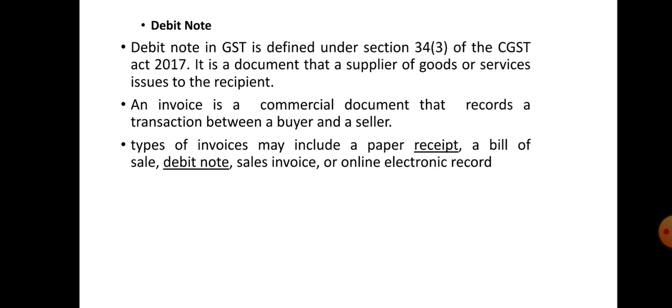Second, when the original tax invoice has been issued and the tax charged in the invoice is less than the actual tax to be paid. Here, an invoice is a commercial document that records the transactions between a buyer and seller. Types of invoice may include a paper receipt or a bill for the sale, any debit notes, sales invoice, or any online transaction record. A debit note and credit note will include a supplementary invoice.